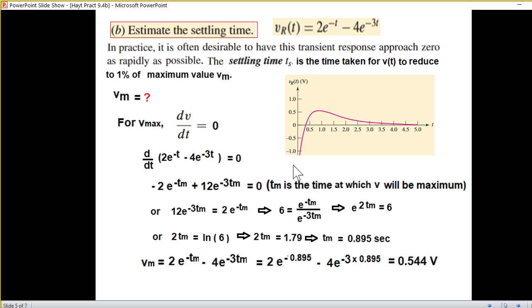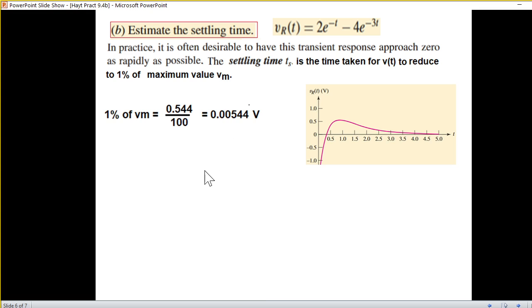We have found the time at which it is maximum. We have found the maximum value, but we need to find the time when it is 1% of it. How much will be 1%? First of all, 1% of Vm will be this value divided by 100, so 0.00544. So I don't know, this will be somewhere here. So we have to calculate, can't guess. So we found 1% and now we have to find the time. In this same equation, we are now putting the 1% value and we calculate the new time with this. This will be our settling time.